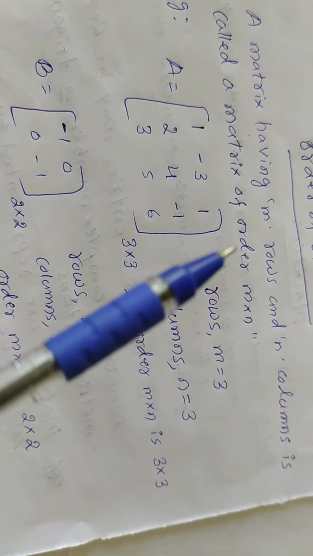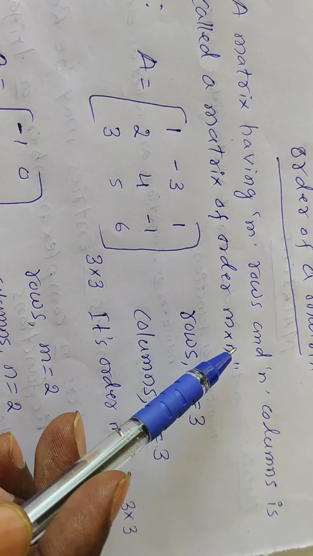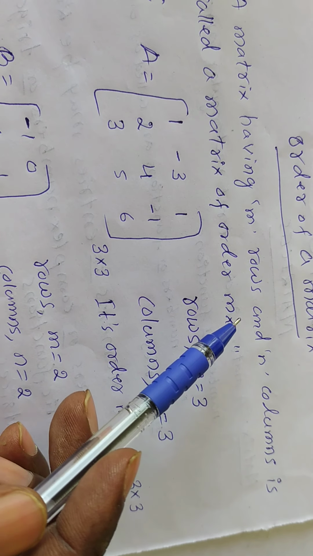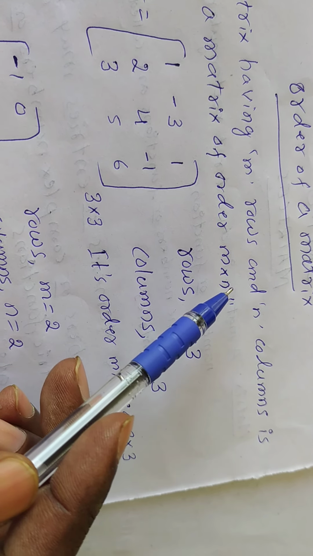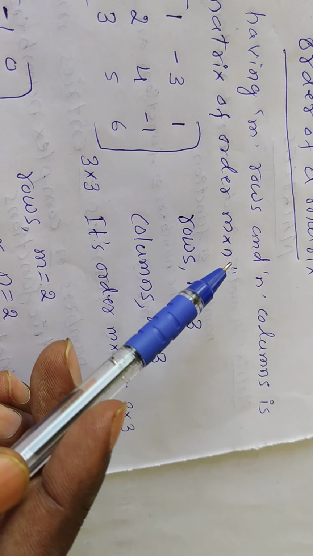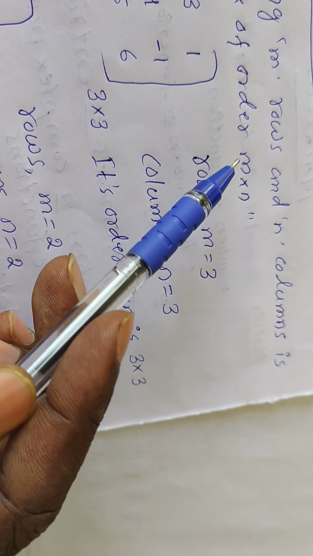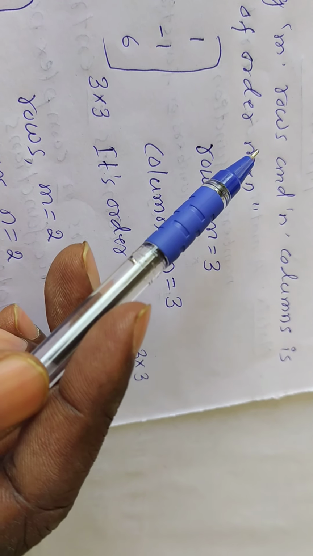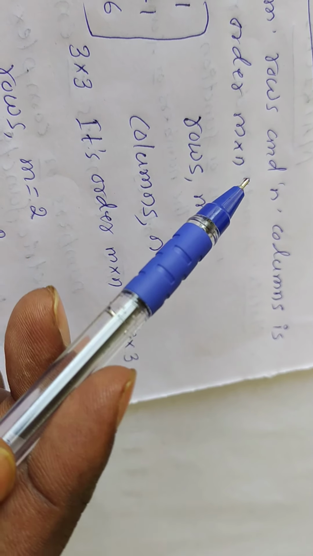So usually the order of a matrix is represented by m cross n. We read it as m cross n, as well as m by n. This is the symbol of the order of a matrix. m means the number of rows, n means the number of columns. This represents the order of a matrix.